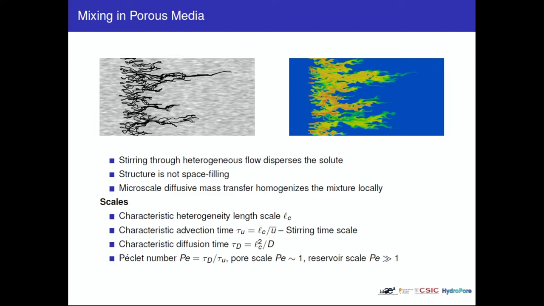The two time scales are compared by the Peclet number. It's an important concept which compares diffusion time over advection time. If you are on the pore scale, the Peclet numbers are on the order of 1, maybe 10, maybe smaller than 1. For gas transport, they are significantly smaller than 1. But if you are on the reservoir scale, they are typically much larger. They are on the order of 10 to 1,000.